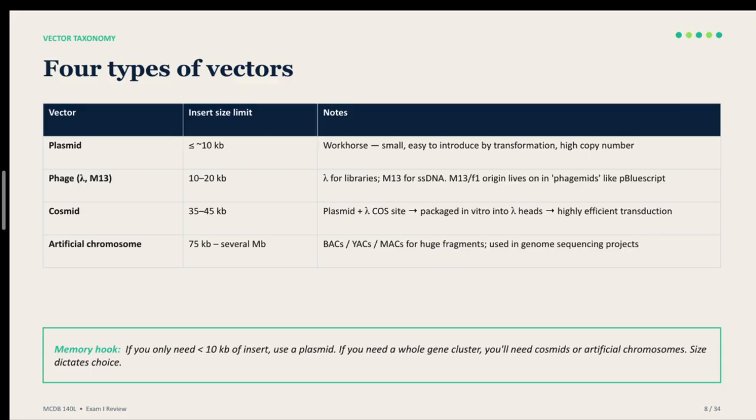And I'm ripping through these pretty quickly, but I think it would be good to have a general understanding of what the different types of vectors are, what their size limits are, and roughly where you would use each type of vector. But again, I just wanted to emphasize, for the purposes of this class, we're just using a plasmid as our vector.